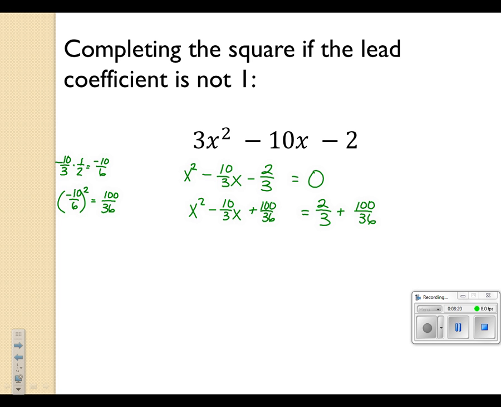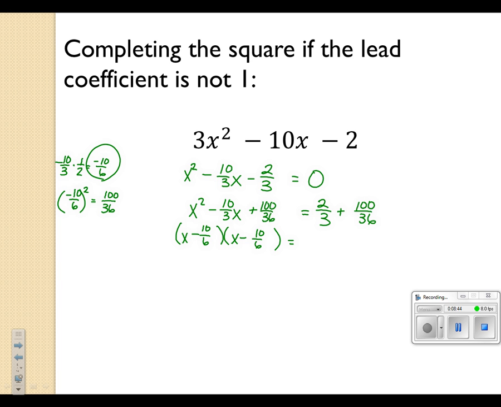Okay, so now we can do our factoring. Believe it or not, this is real simple because you've already done the hard work. That was the half of your x coefficient. That's going to be the number that is in your factor pairs. Okay, over here we do have a little bit of work to do. We need to add those together.